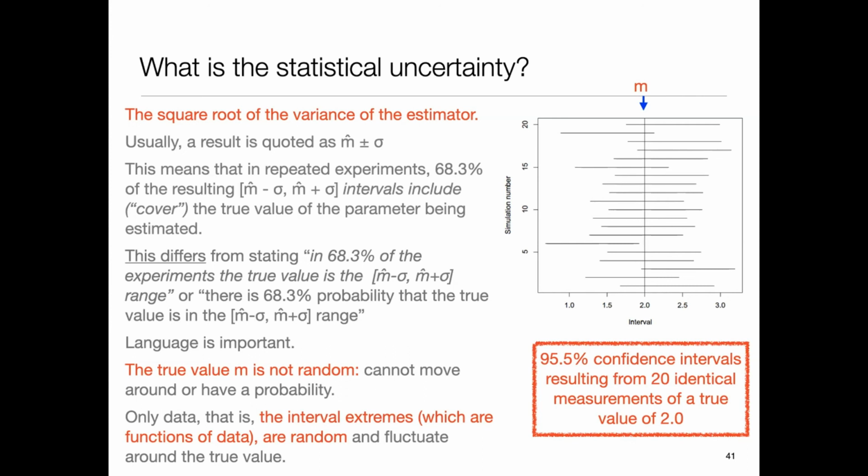But what is important is that 95% of them cover, so include, the true value. You see that only 1 out of 20 intervals here, at about 6 in the simulation number, is not including the true value, okay? And this thing is called coverage, and it's a very important property.